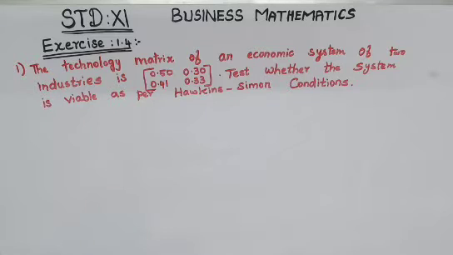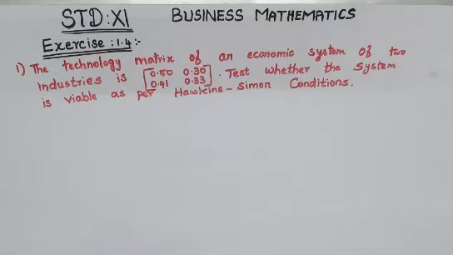Standard 11th Business Mathematics, exercise 1.4. First question, the technology matrix of an economic system of two industries is given, a 2 by 2 matrix: 0.50, 0.30, 0.41, 0.33. Test whether the system is viable as per Hawkins-Simon condition.